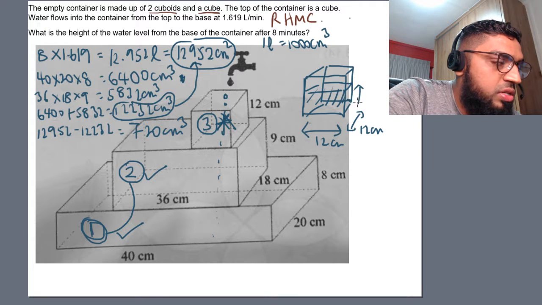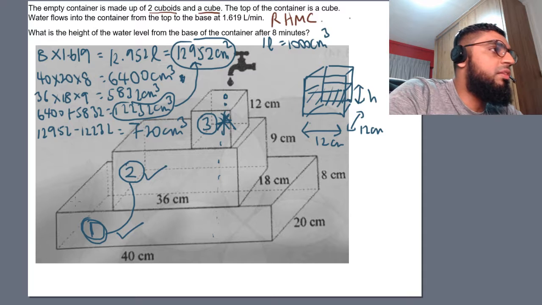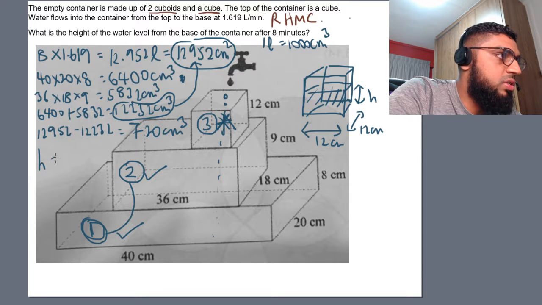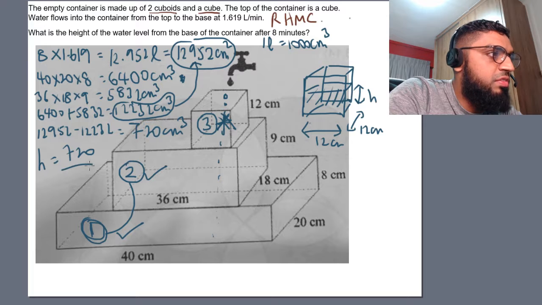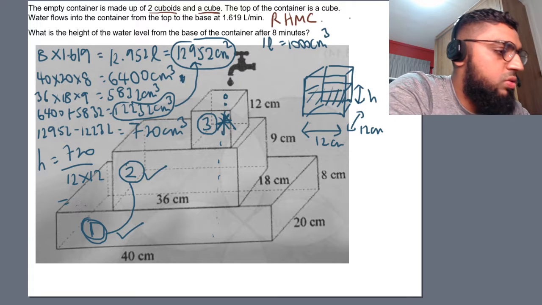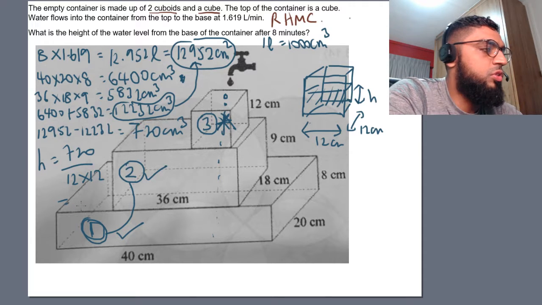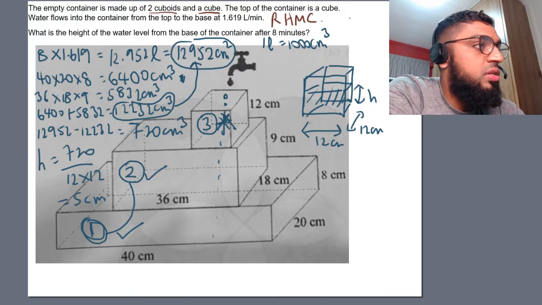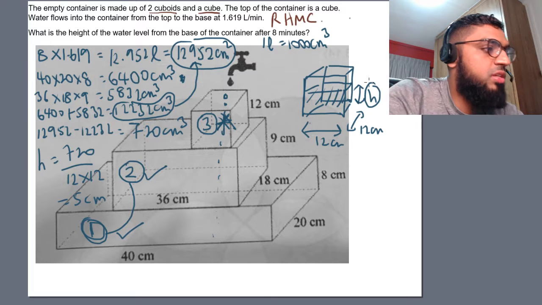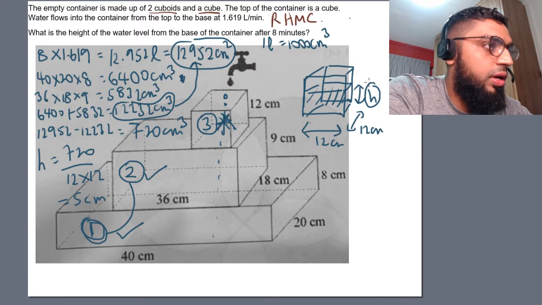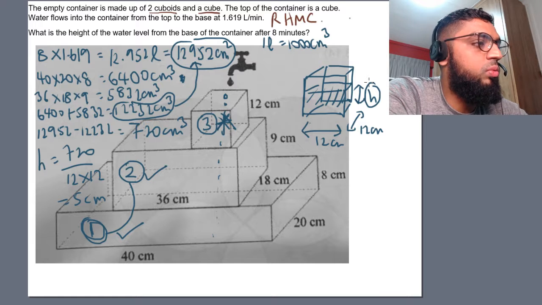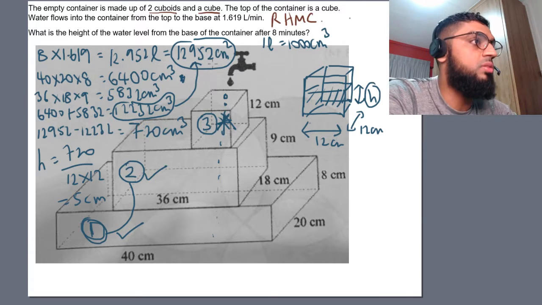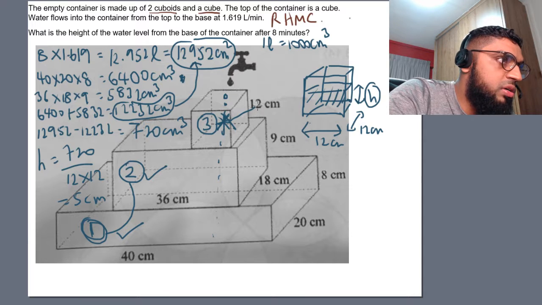If I want to find this height here, all I have to do is take h equals the volume divided by the base area, which is 12 times 12. So 720 divided by 12 times 12, you will get an answer of 5 centimeters. Let's do a quick check. Let's find the volume of water again, with the height now 5. 12 times 12 times 5, indeed, we will get 720 cubic centimeters. So the height of water for the cube section only is 5 cm.